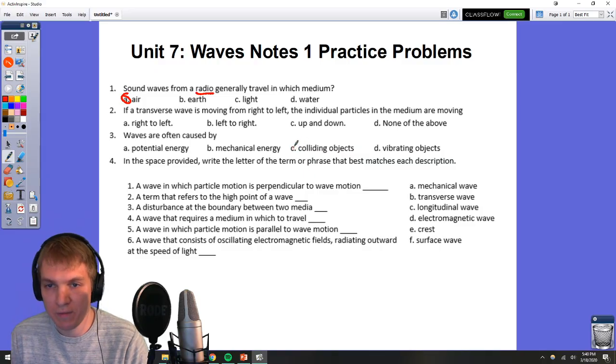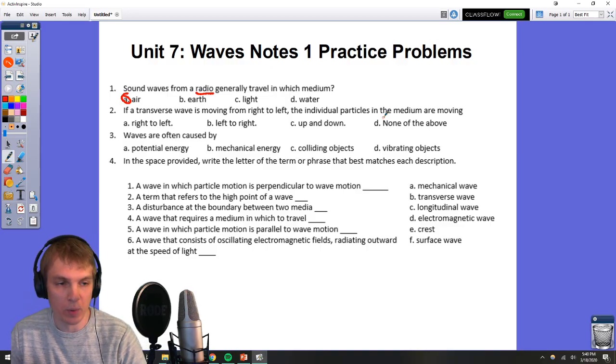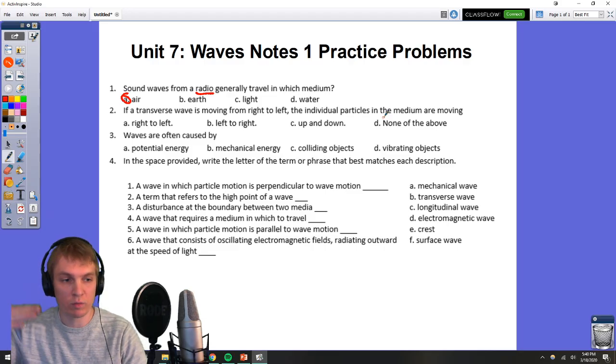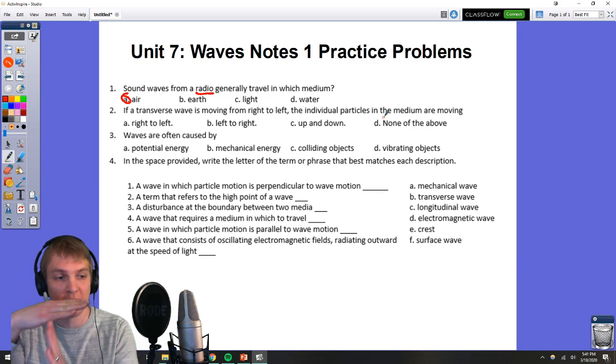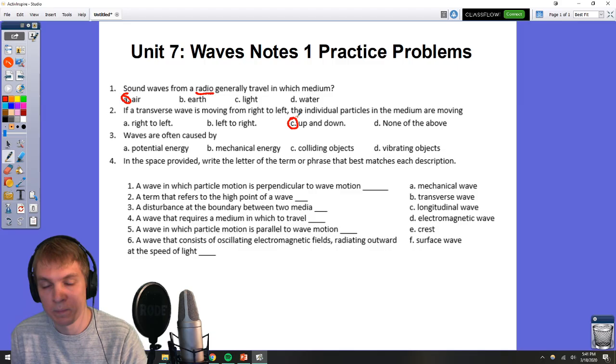Number 2, if a transverse wave is moving from right to left, the individual particles in the medium are moving also right to left, up and down, or none of the above. Well, if you remember from the notes, in a transverse wave the particles are moving perpendicularly to the wave motion. So if the wave is moving right to left, the particles themselves have to be moving up and down. So the answer here is C, up and down.